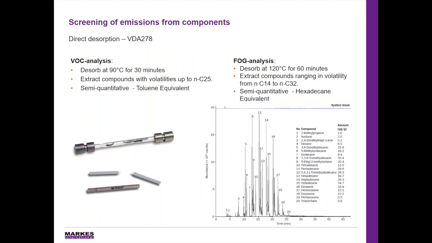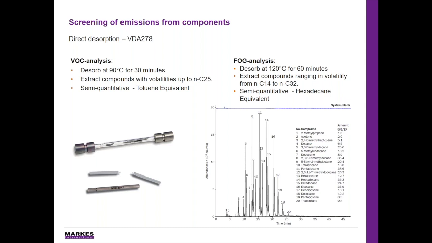We mentioned the direct desorption method. Here we use the VDA 278 method as an example. You place the material inside an empty tube, you desorb it at 90 degrees for 30 minutes, and then you extract the compounds with volatilities up to C25. Then you can semi-quantitate the result with toluene equivalent. Then you keep the same sample and desorb it again at 120 degrees for 60 minutes and extract the compounds in the range from C14 to C32, and you semi-quantitate it with hexadecane equivalent.